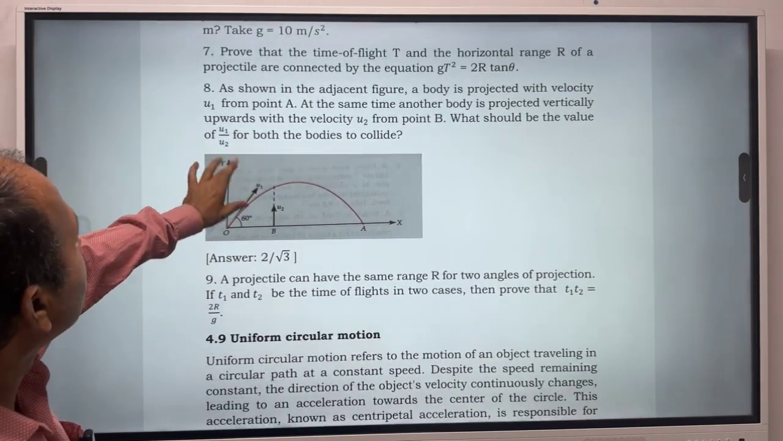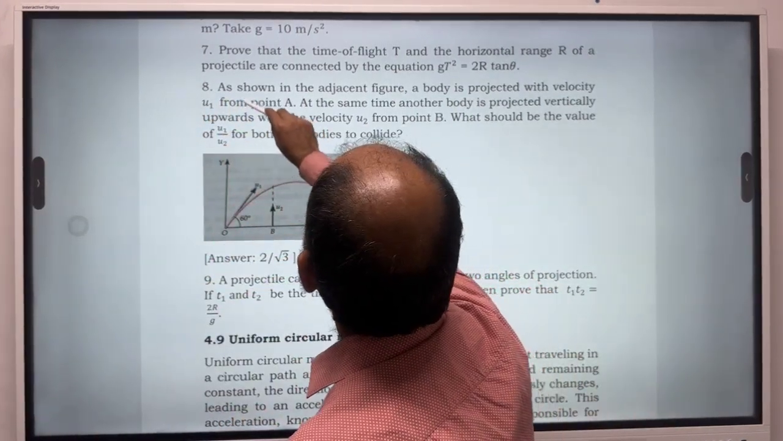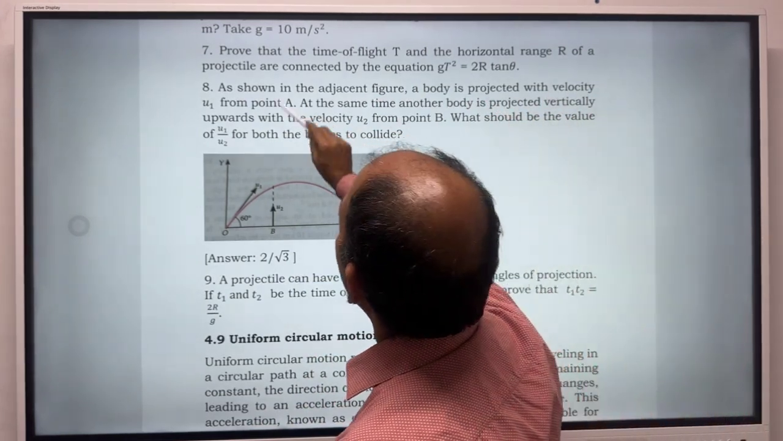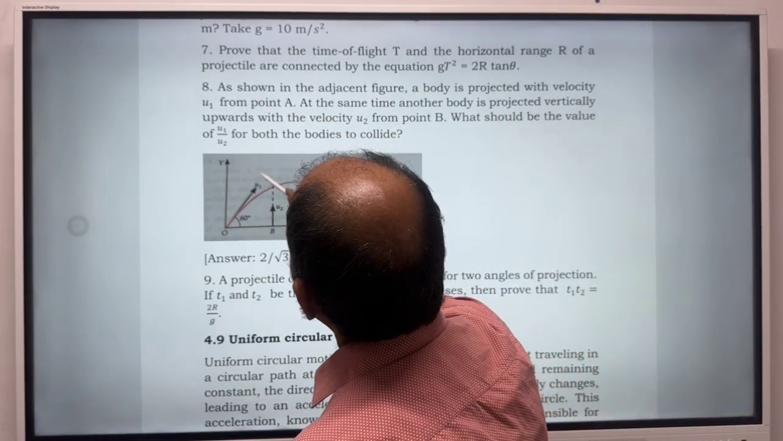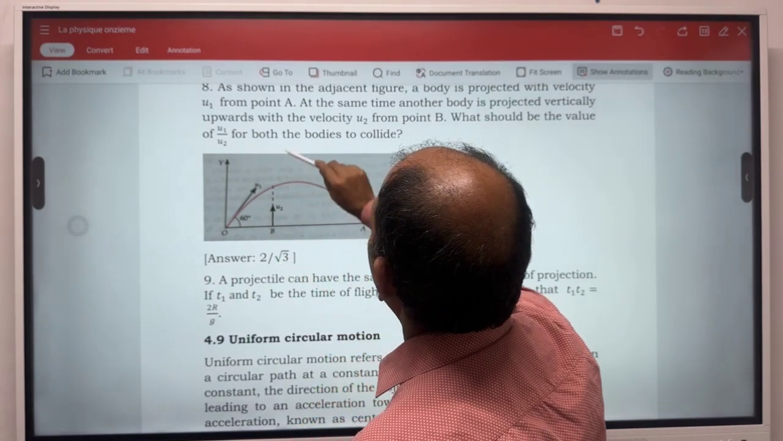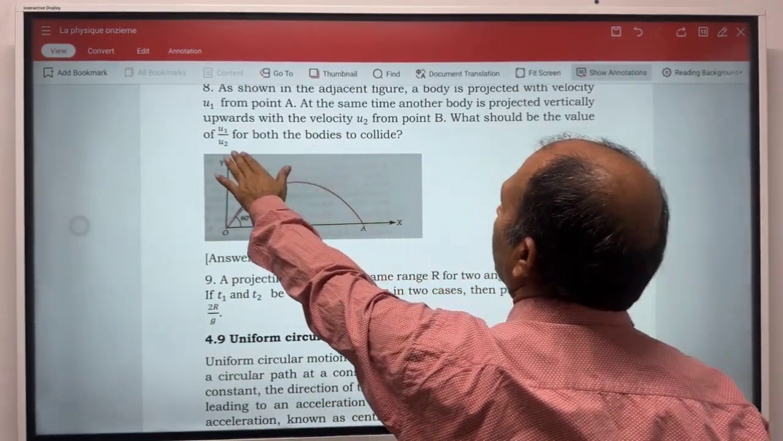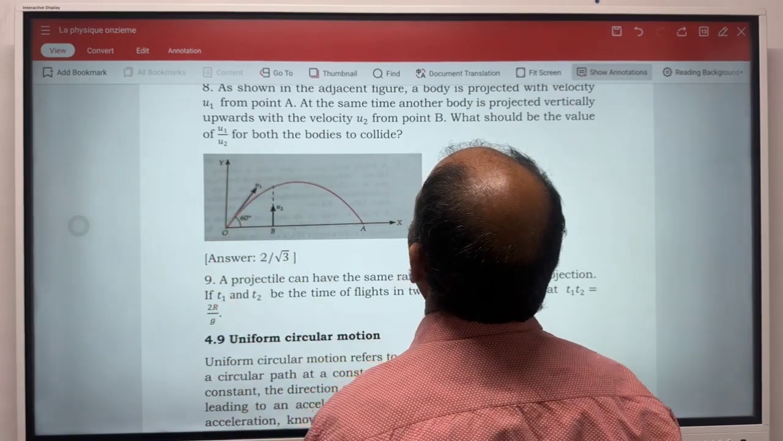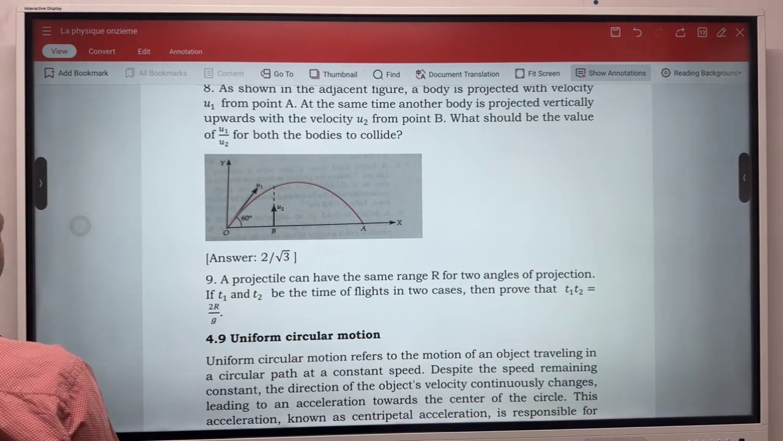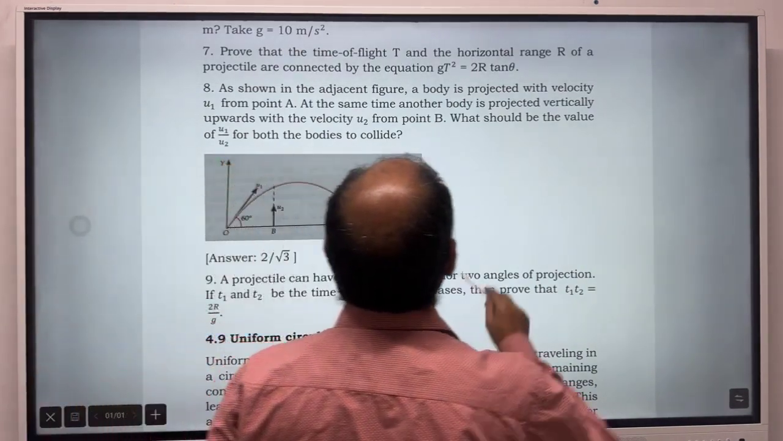Here you can see this is also one very good question, in which the question says, as shown in the adjacent figure, a body is projected with velocity u1 from point A. Velocity is in this direction with angle theta 60 degrees, and another body is projected upward with velocity u2 from point B. What should be the value of u1 and u2 for both the bodies to collide? So here what will be the condition? What condition will you follow? I'm just giving a hint, then you can solve it.